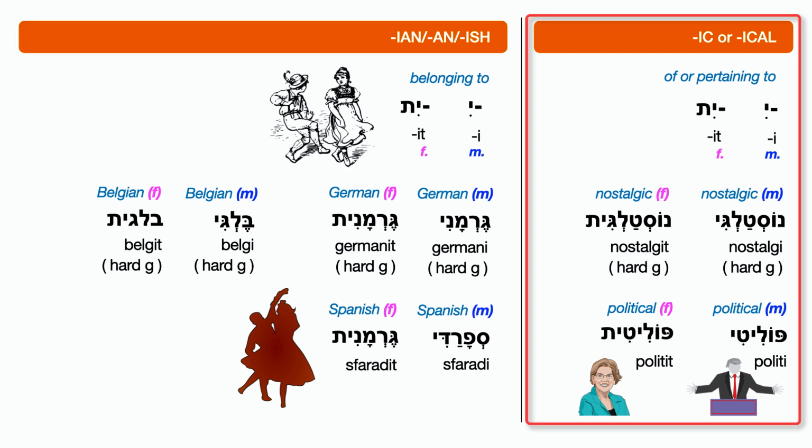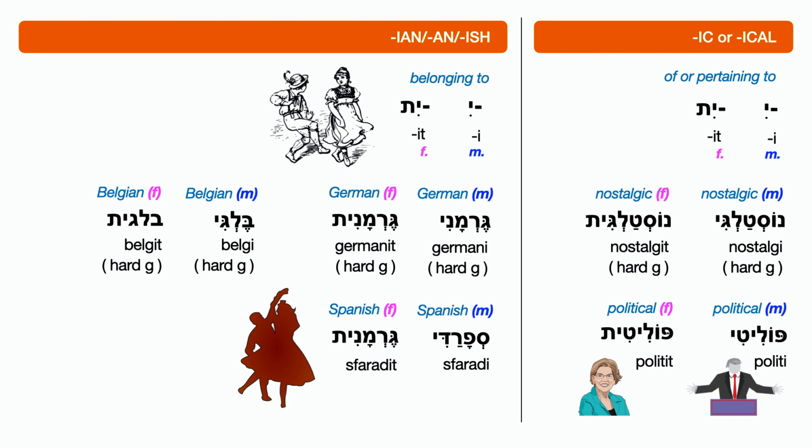So to say nostalgic, when you're referring to a male, you say nostalgi. And if we're referring to a feminine subject, it's nostalgit. So if we're referring to a political man, we say ish politi. Ish means man, okay, politi means political. But if we're referring to a political woman, isha politit. Nostalgi, nostalgit.